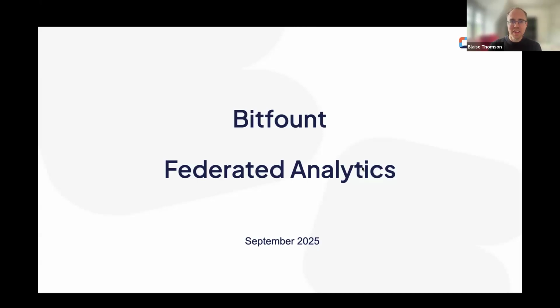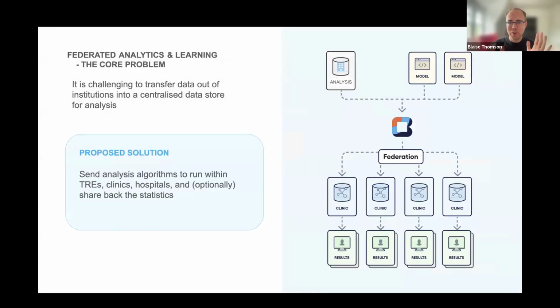Just to get everyone on the same page, hopefully everyone already has this in their mind, but what do we mean by federated analytics? And what are we trying to solve? Well, there's always this challenging problem when working with sensitive data, where it's often very challenging to transfer the data out of the institution and get a centralized data store for analysis, which would be the normal way that people do analytics or machine learning research.